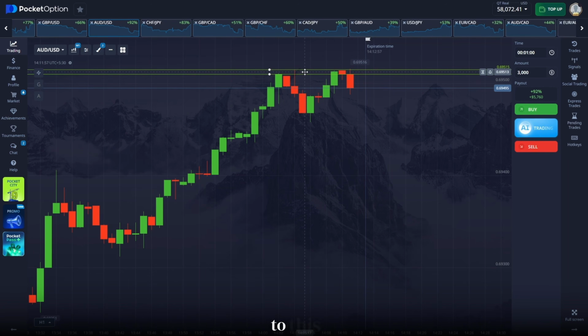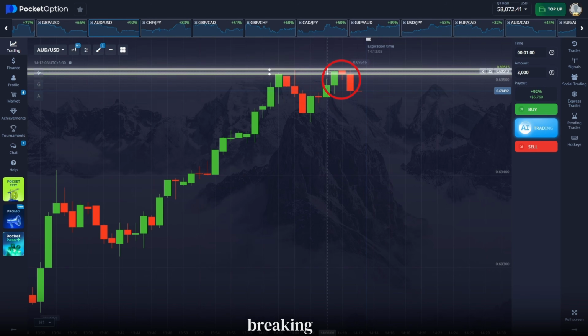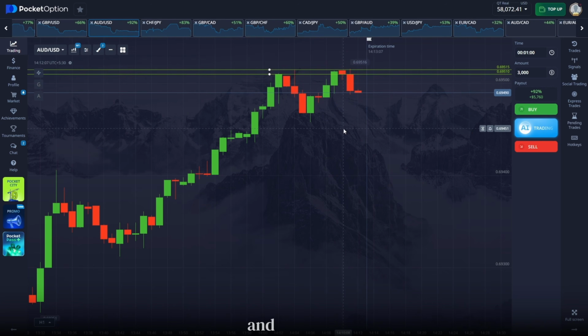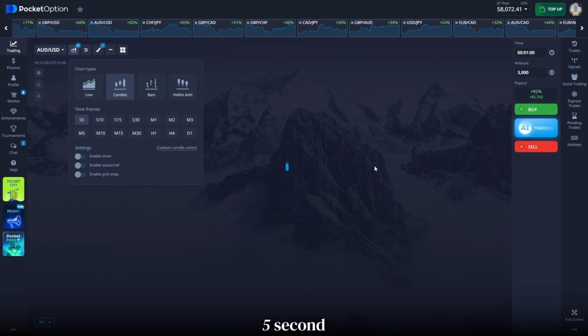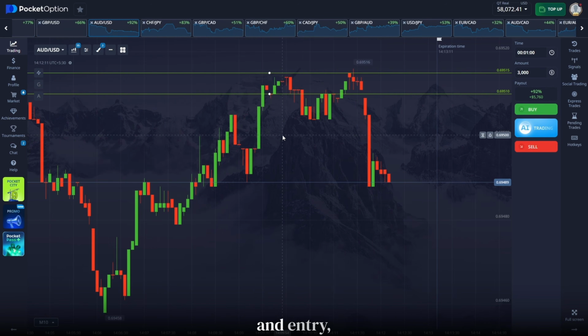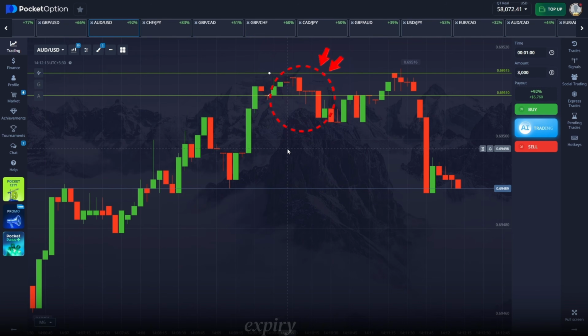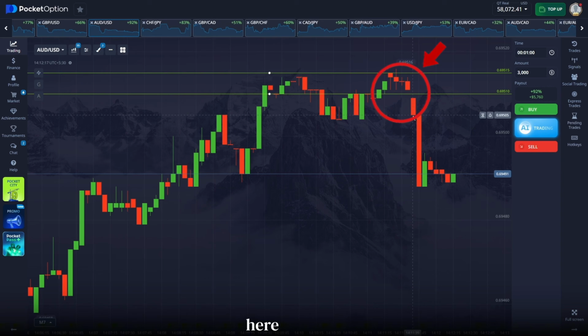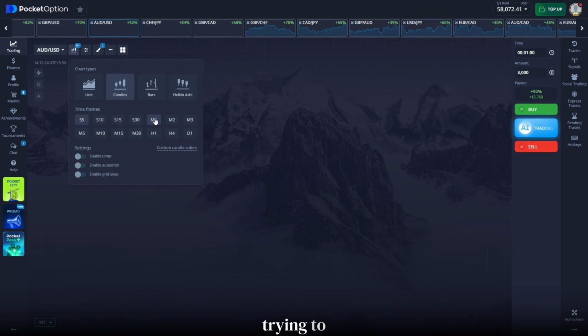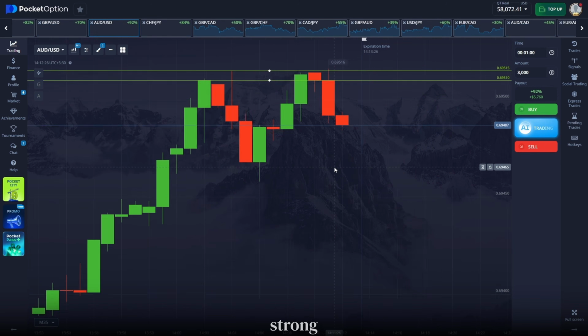So according to this strategy, you just have to wait for the 1 minute candle to close without breaking the newly formed strong support or resistance, and by using the 5-second chart for confirmation and entry, you can place a 1 minute expiry trade, which I did here. You can also place a trade here, because this is also a good confirmation. Previous history shows sellers were trying to reverse, and then we have strong confirmation.